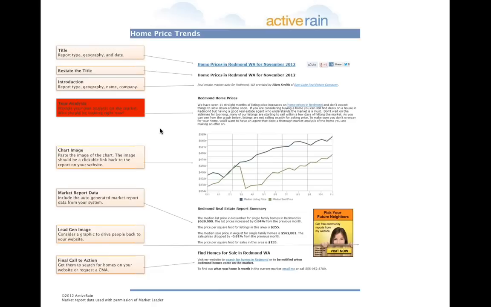That might be a certain month. It might be a quarter. For some of you, you may even do these for the entire year, looking back at a year in the past. These are the kind of things we'll see people doing in January and February, where they're looking back at the market and letting people know, here's what's gone on in the last year. So we're going to have a title for our post.